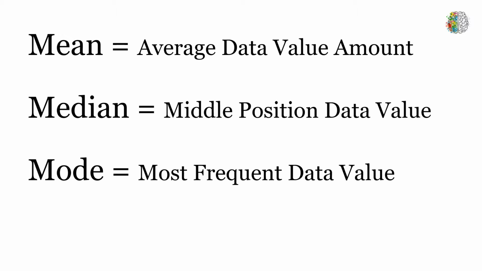The mean is the average data value amount. This is going to be the center value when you add up all of the data values. The median is the middle position data value. This is the data value that sits in the middle of your data. And the mode is the most frequent data value, or the value that repeats the most in your experiment. So let's look at a couple of examples to see how we solve for each of these three measures of data.